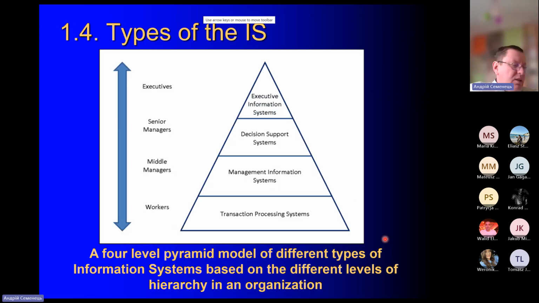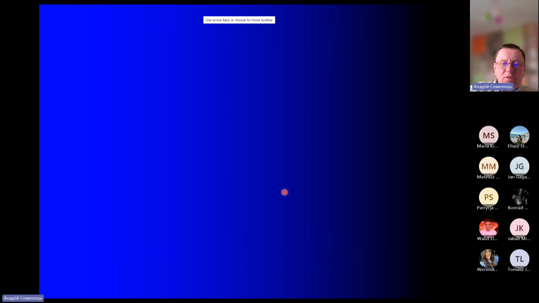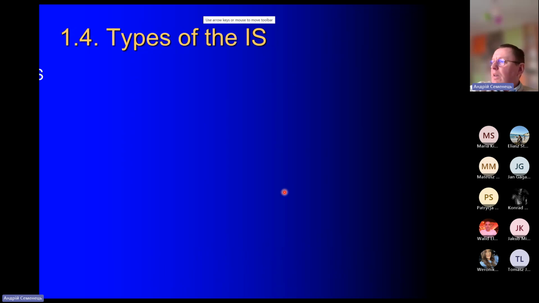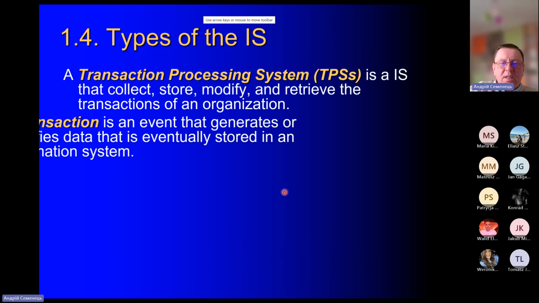Speaking of the classification of different types of information systems, here is a potential approach with a pyramid, where we have a transaction processing system at the bottom level, dedicated to collecting the necessary data, and up to the executive information system, dedicated to supplying performance information for decision making for executive staff in the organization.